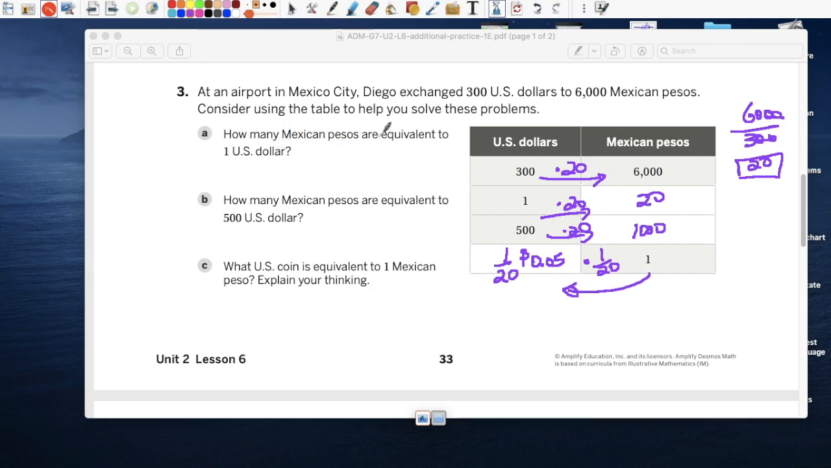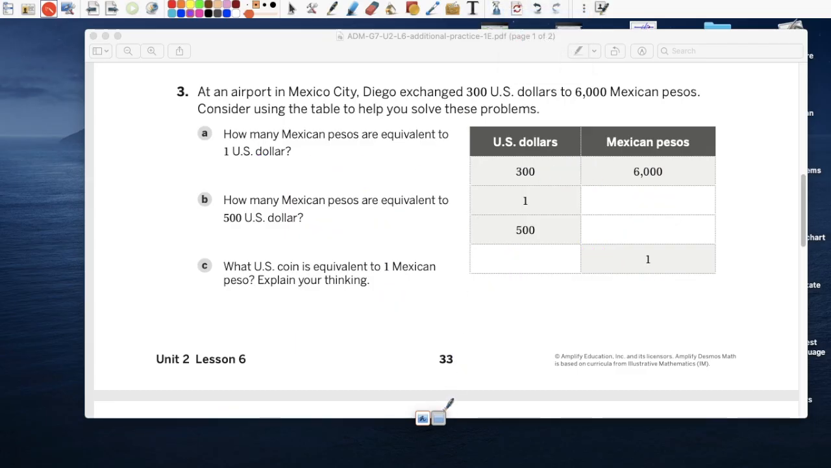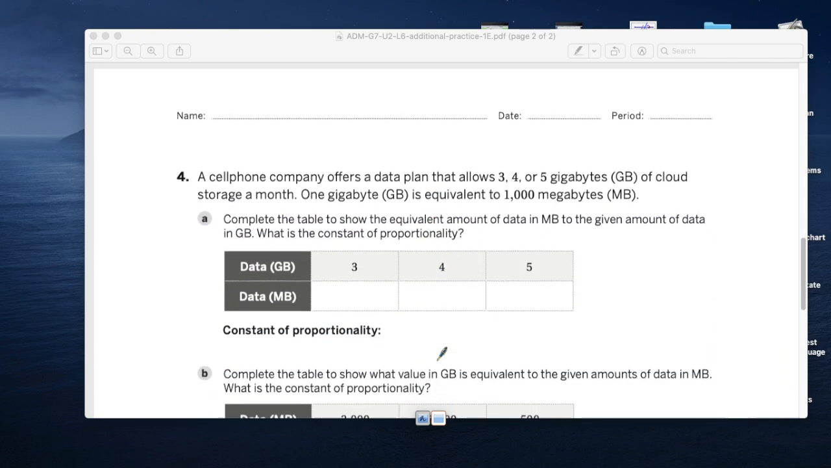Okay, so how many Mexican pesos are equivalent to $1? For every 1 US dollar, you get 20 pesos. How many Mexican pesos are equivalent to $500? Well, if you have $500, it's 10,000 pesos. How many US coins are equivalent to 1 Mexican peso? So if you had 5 cents, and you took it to Mexico, you would get 1 peso. Okay? I think money makes it a little bit easier to understand.